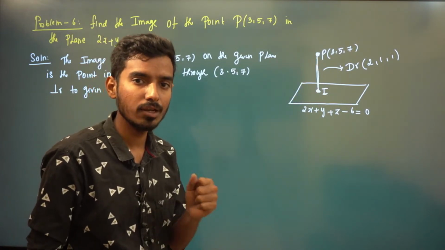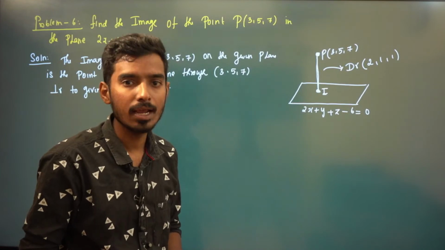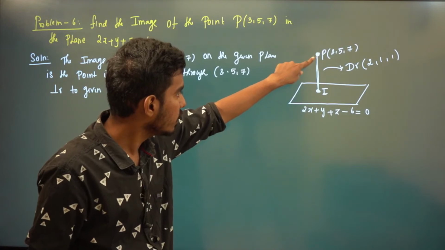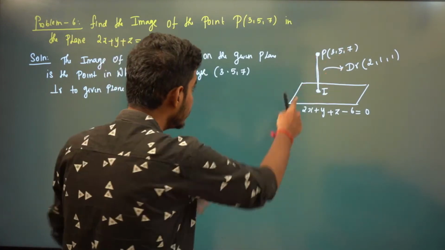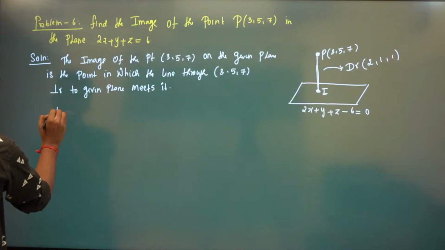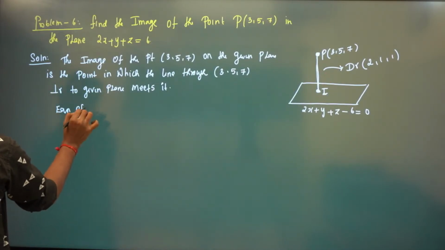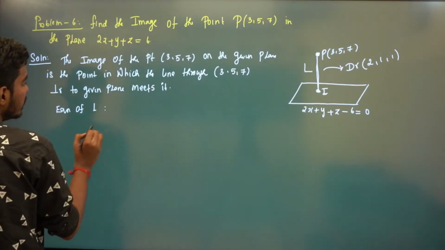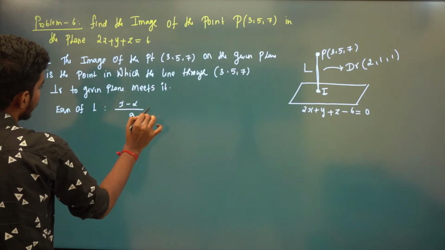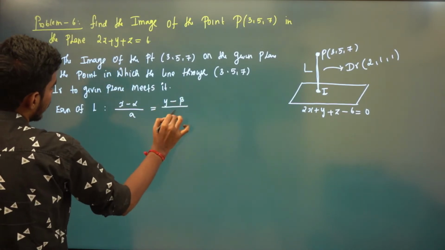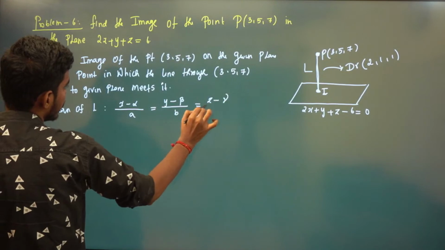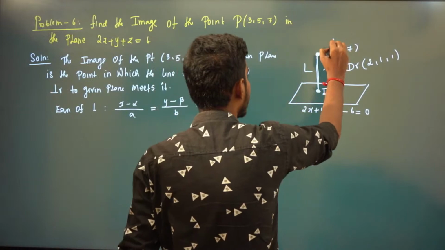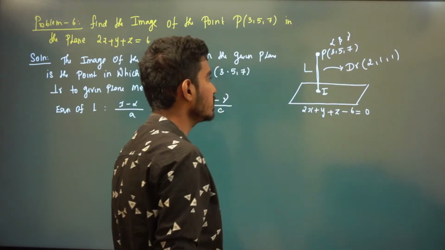To find the equation of a line, you need to know one point on the line and the direction ratio. So you know both: a point as well as the direction ratio of the line. So what is the equation of this line? Let us call this line L. The equation of L is (x minus alpha) by a, (y minus beta) by b, (z minus gamma) by c. Here alpha, beta, gamma is a point that you already know, which is 3, 5, 7, and a, b, c is the direction ratio.